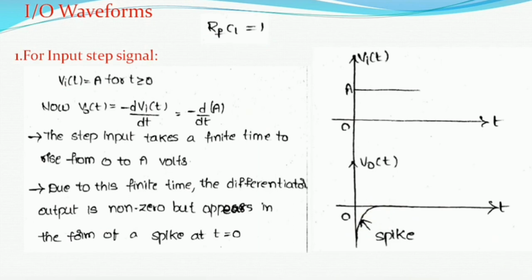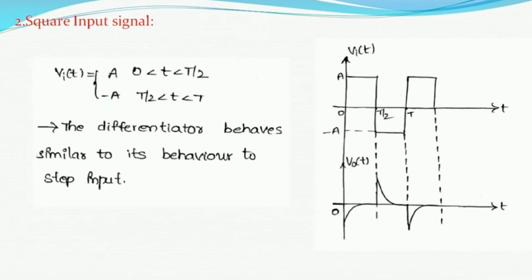Now see what is the second signal that is applied to the input of the differentiator circuit. The second signal that is applied is a square input signal. So this is the square signal we are applying to the differentiator circuit. Now for this, if you write the mathematical expression, for t greater than 0 and t less than T by 2, the amplitude is plus A, and for t greater than T by 2 and t less than T, nothing but the total time period, the amplitude is minus A.